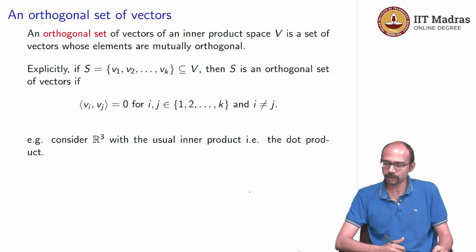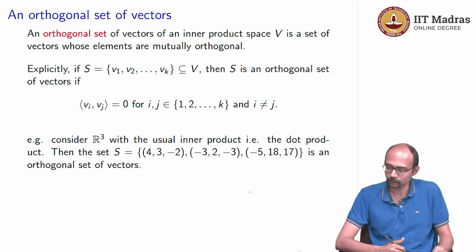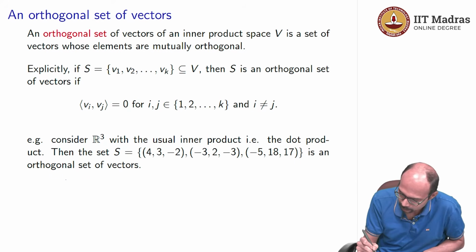Okay. For example, let us consider R3 with the usual inner product, the dot product. Then the set S, which is (4, 3, -2), (-3, 2, -3) and (-5, 18, 17), is an orthogonal set of vectors. Let us quickly see why that is the case. So, let us compute these dot products.